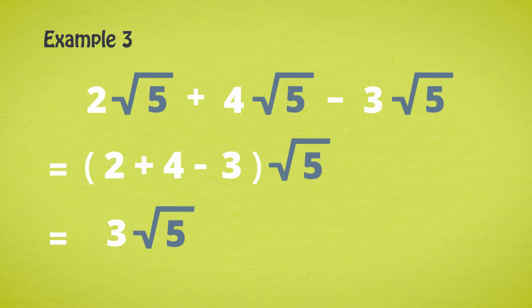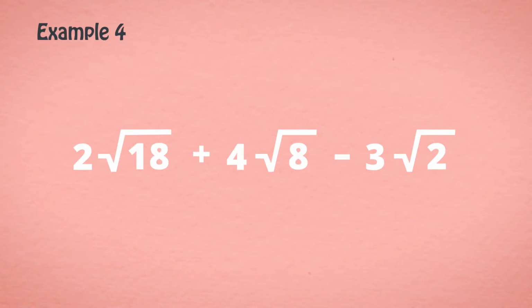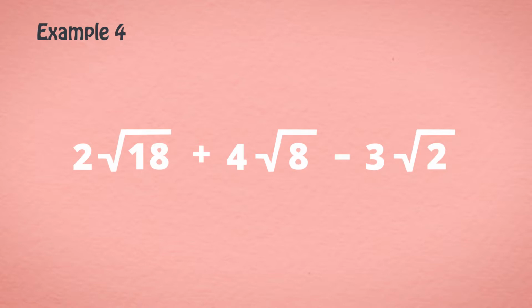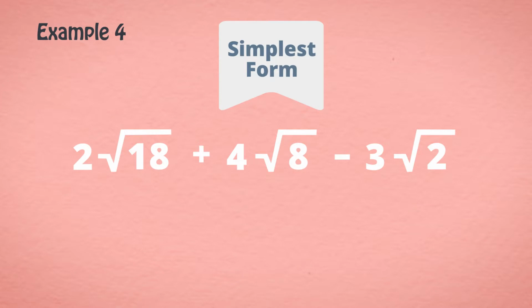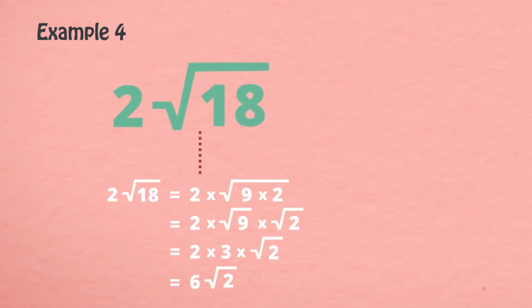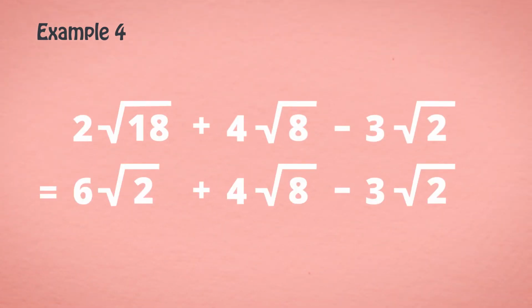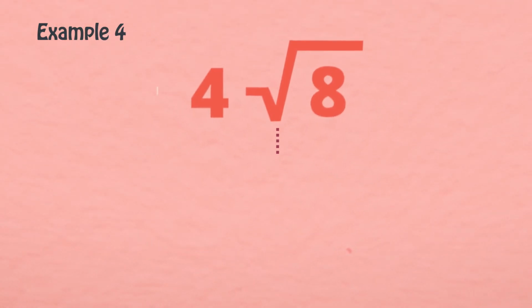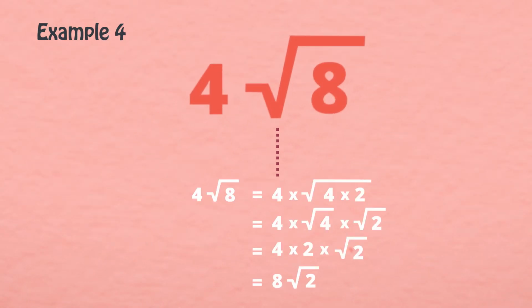Next, let's take a look at this expression to see if we can do the same. Did you notice that the surds are not the same? To find out if we can simplify expressions involving surds, it is actually easier to express them in their simplest form. Let's start with this. You have learned that we can express it as 6 times square root of 2, and it will give us this. How about this? Similarly, we can express it as 8 times square root of 2.